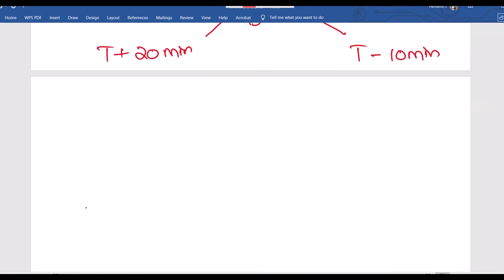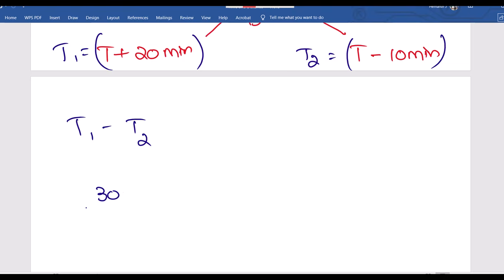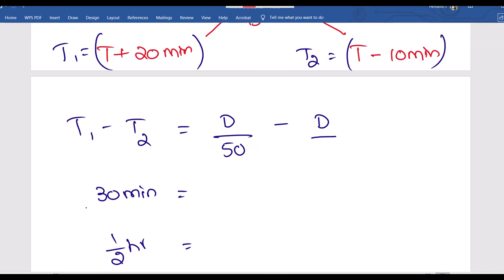See, I call this T1 and this T2. Just notation, T1 and T2. Now, T1 minus T2 is how much? 30 minutes, nothing but half an hour. Agreed? Yes. Time is distance by the first speed, and for the second case, distance by speed. Okay, now LCM 300, D common, 6 minus 5. Question completed. This 300 will go to that side.